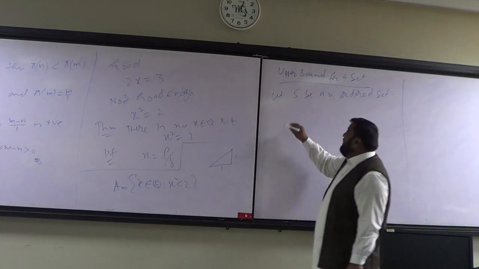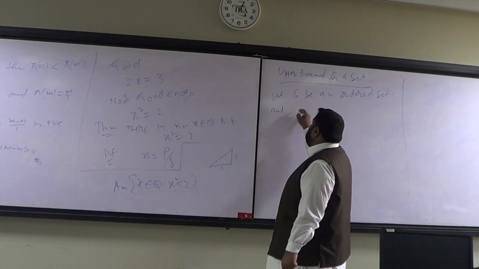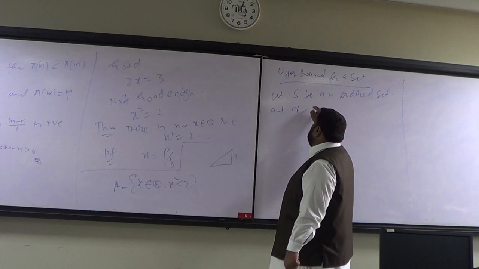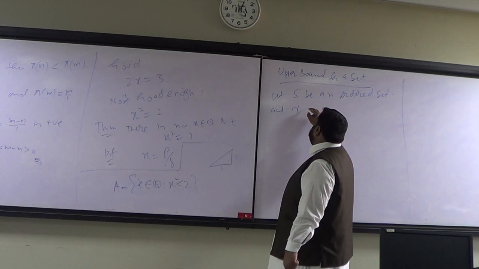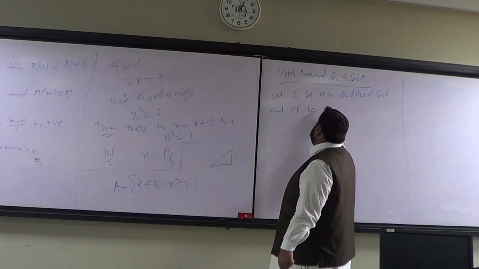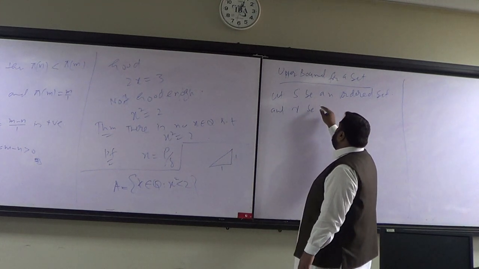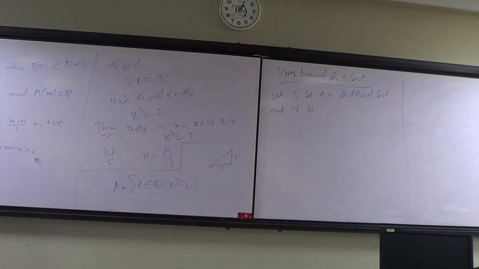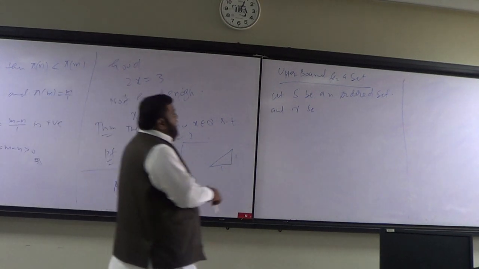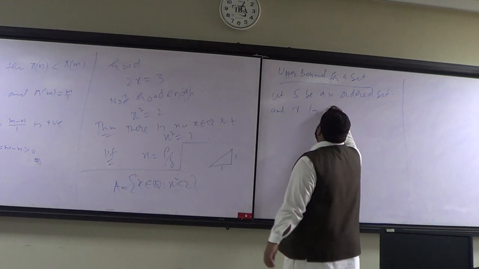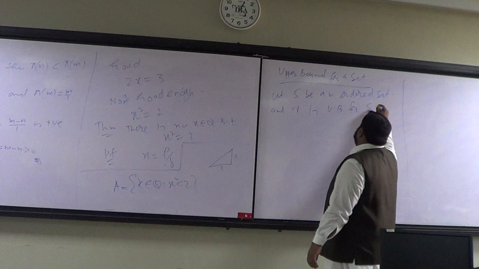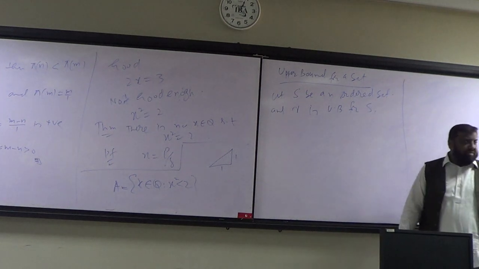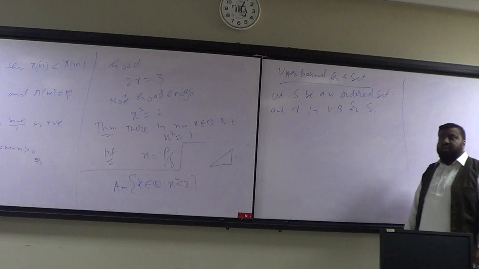So what do you think, and let gamma be something which has that property. And what property does it have? So we say that gamma is an upper bound for S. Give me the definition. What should be the definition for upper bound? All elements of S are less than gamma.